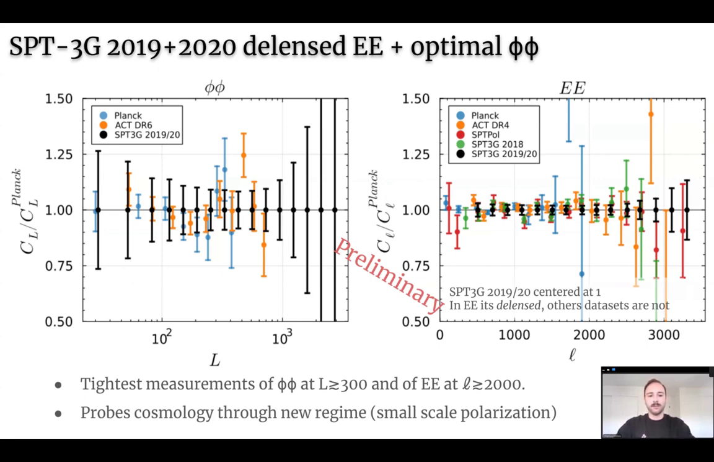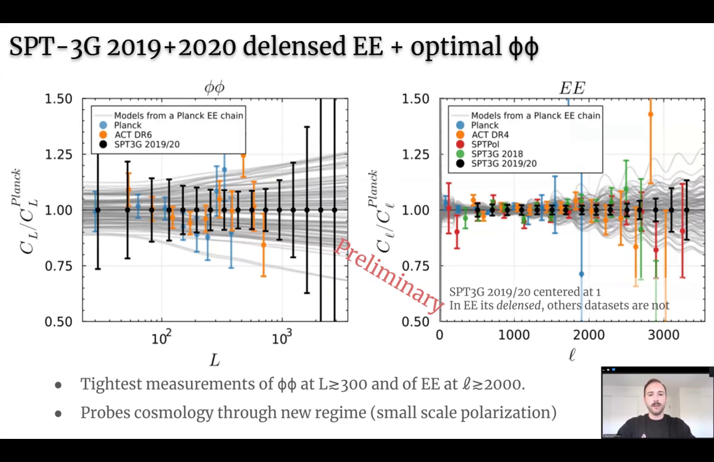And to drive that point even further home, here I've plotted a bunch of models that have been fit to Planck EE data. So here in EE, they fit these blue data points, but then at smaller scales, they're allowed to vary within the model variation. And you can see that a lot of these are being ruled out at the level of these black data points.